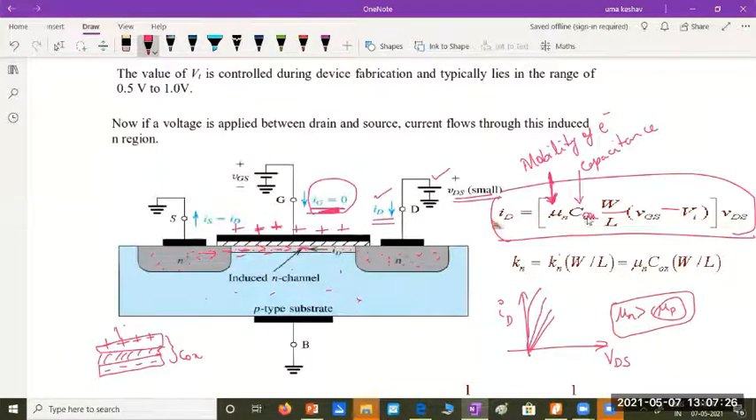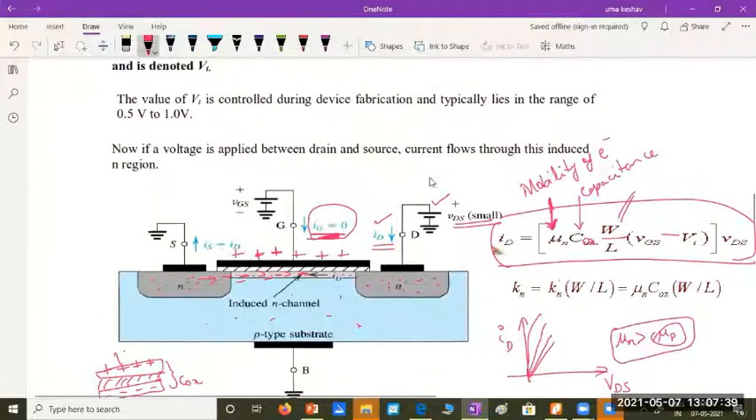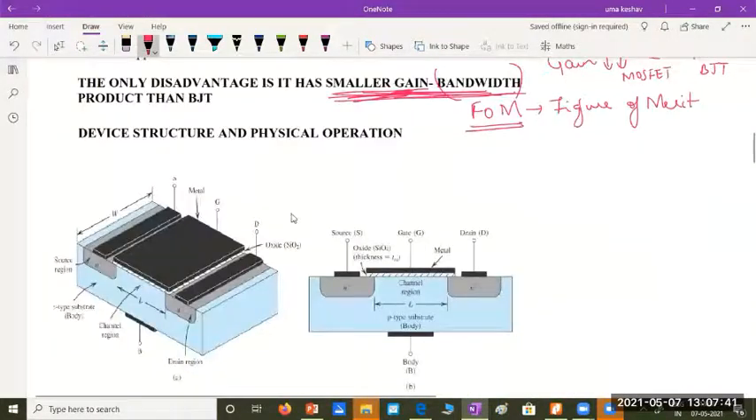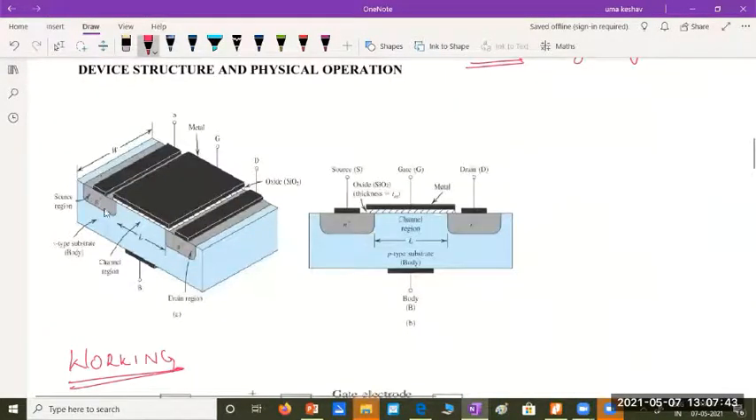Cox represents the oxide layer capacitance, which is formed in this gate region. W by L is the width to length ratio. If you remember, here you have seen this: this is the width and this is the length of the channel. We are interested in the length and the width of the channel.